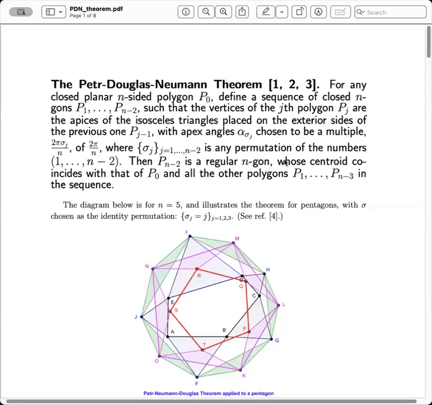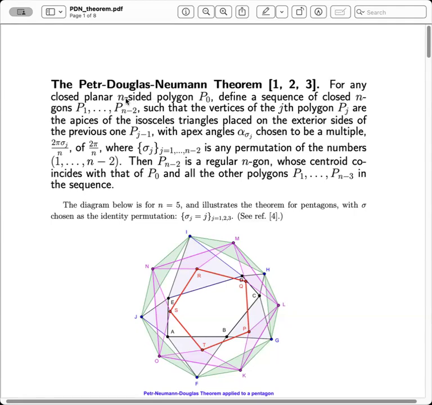This video is about a theorem in planar Euclidean geometry known as the Petr-Douglas-Neumann theorem, after its discoverers, and it concerns n-sided polygons in the plane. It's a generalization of another theorem which has been known since the early part of the 19th century, often referred to as Napoleon's theorem, which concerns triangles. So the statement of the theorem is the following.